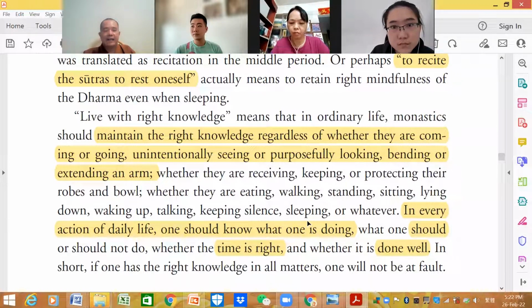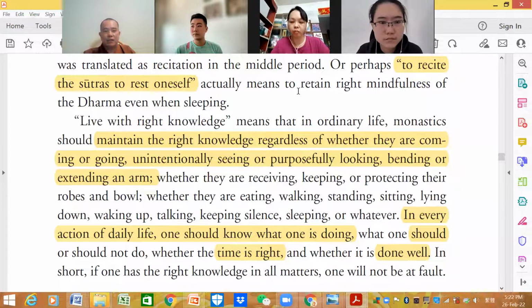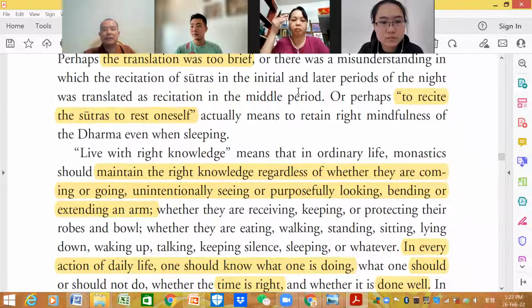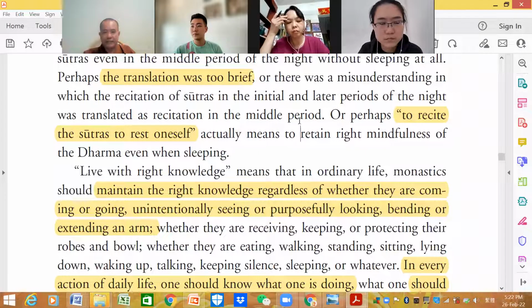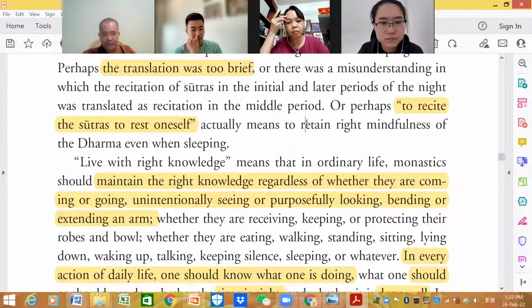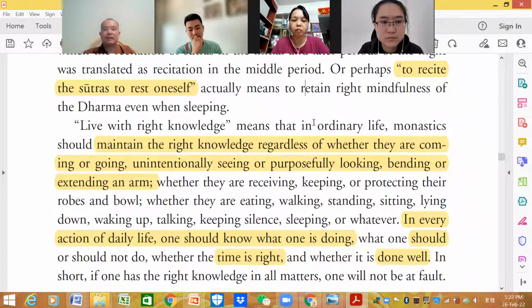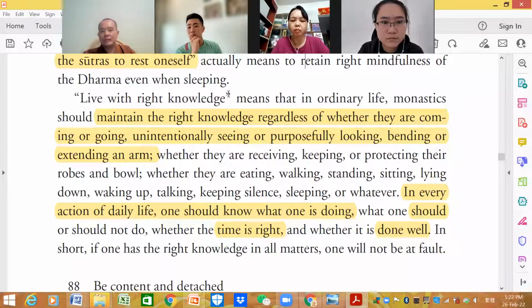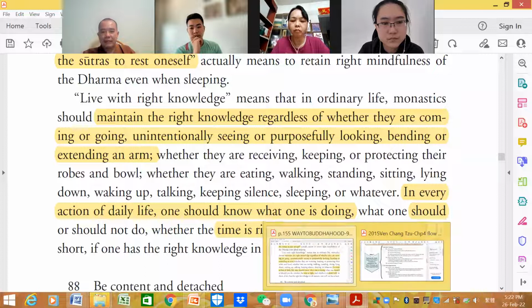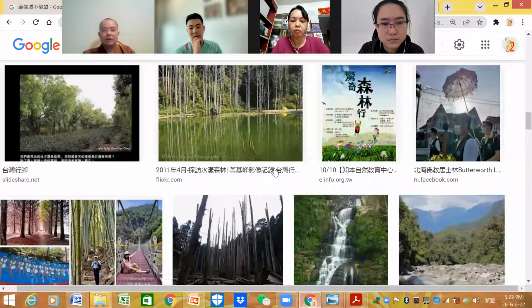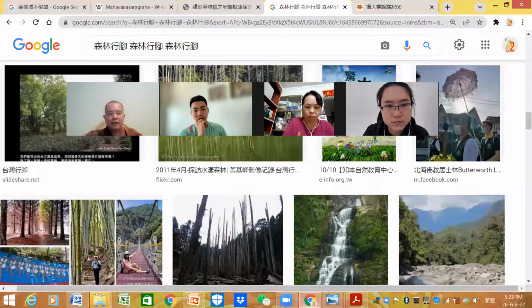Okay, just a little bit of clarification here regarding chanting the sutra in the middle of the night. It could be too brief a translation. So maybe we recite the sutra and rest oneself. Then secondly, this is all we see in daily life, mindfulness in daily life. So where can we see? Let me check it out first, see whether I have it or not.